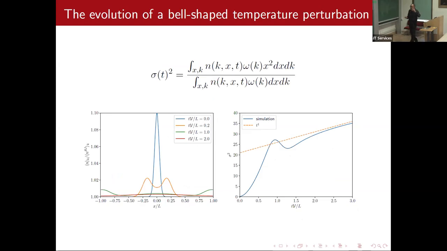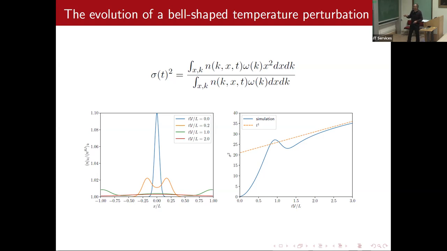Another numerical experiment that we did, with the kinetic equation, is the evolution of a bell-shaped temperature, or energy, perturbation. Suppose we have a domain in which the energy is constant, at equilibrium, and then we perturb the energy slightly at some point with a bump, as a function of x. As for the hard point gas, not only does the peak diffuse, but we also have the formation of two extra waves that run out, moving basically with the group velocity, and they escape from the system.